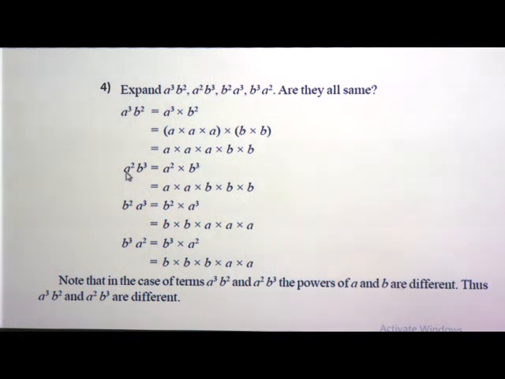Now a square b cube, how will we write it? Similarly, a square means multiplication 2 times, as a into a, and b cube means we multiply b into b 3 times. Then b square a cube: b 2 times and a 3 times. The fourth term is b cube and a square: b cube means we multiply it 3 times, and a square means we multiply 2 times.